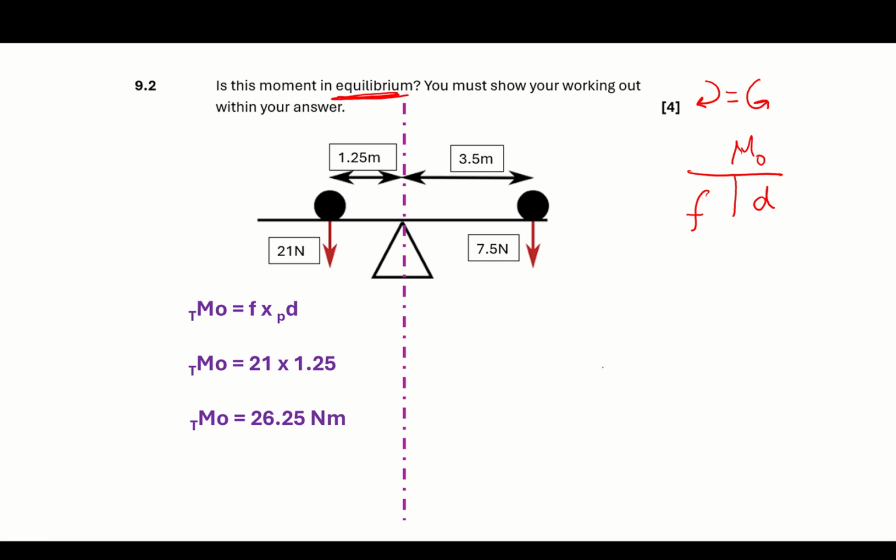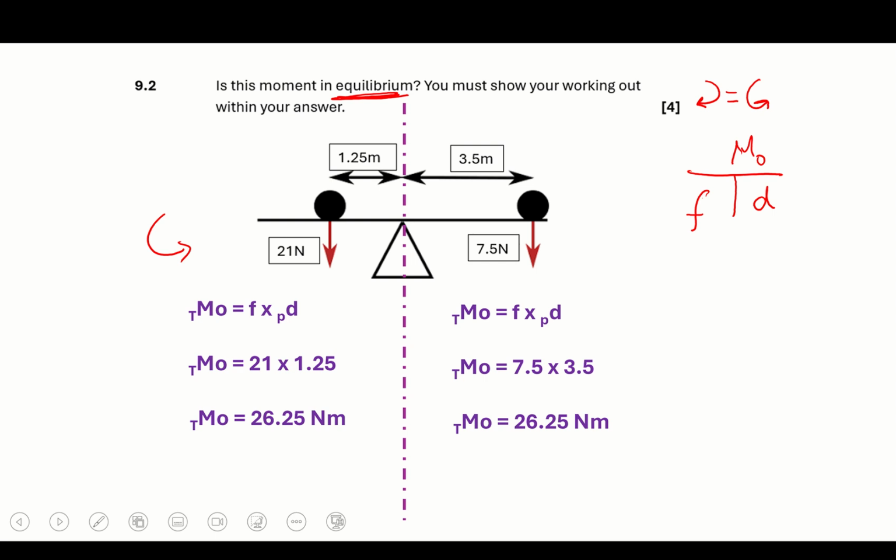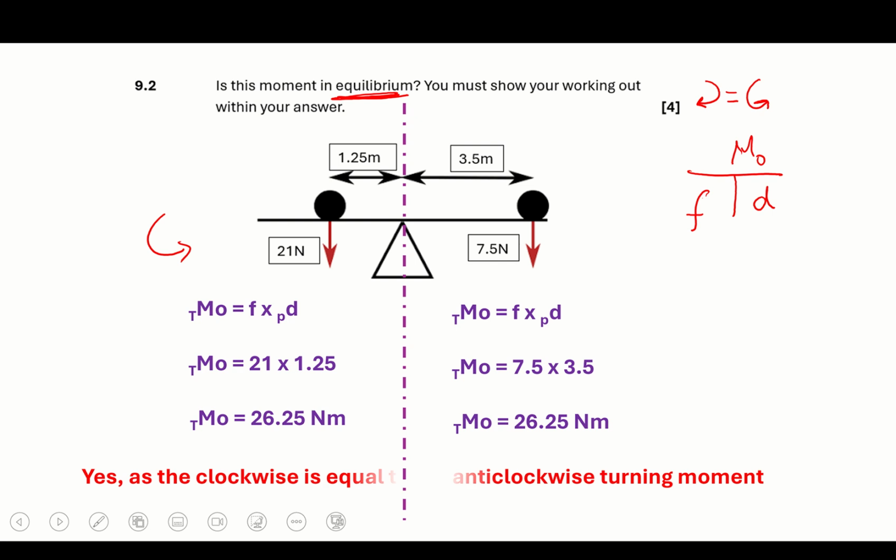So just like in maths, here's my moment. Ultimately I've got a force, newtons, multiplied by a distance, metres. In just the same way as A times B equals AB, it's the same with those units. So our unit is newton metres. We have done the anti-clockwise moment. Now let's do the clockwise moment. 7.5 times 3.5, 26.25. Oh my God, they're the same. Then you've got to write your sentence: yes, it is in equilibrium as the clockwise moment is equal to the anti-clockwise turning moment.